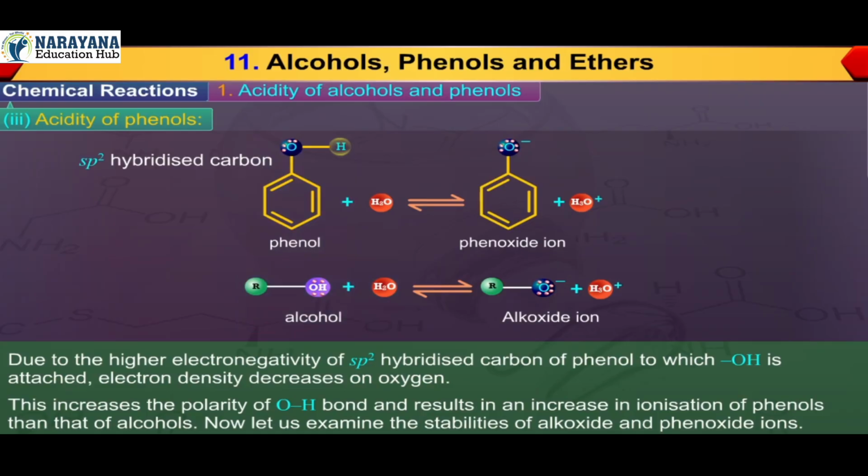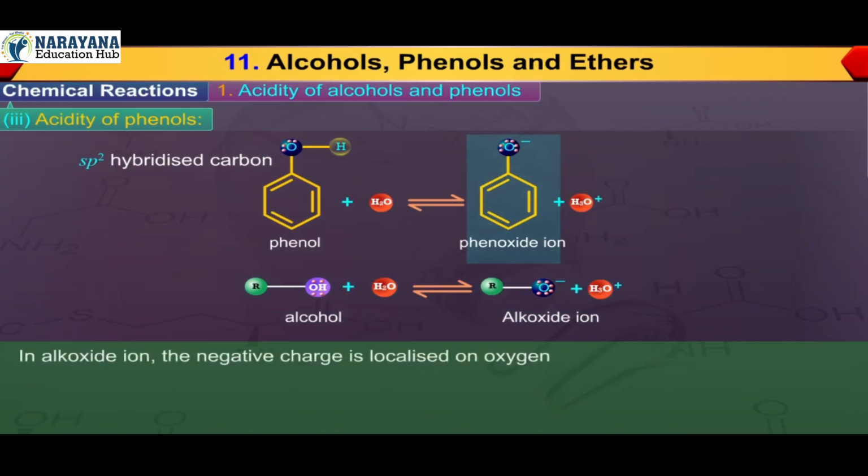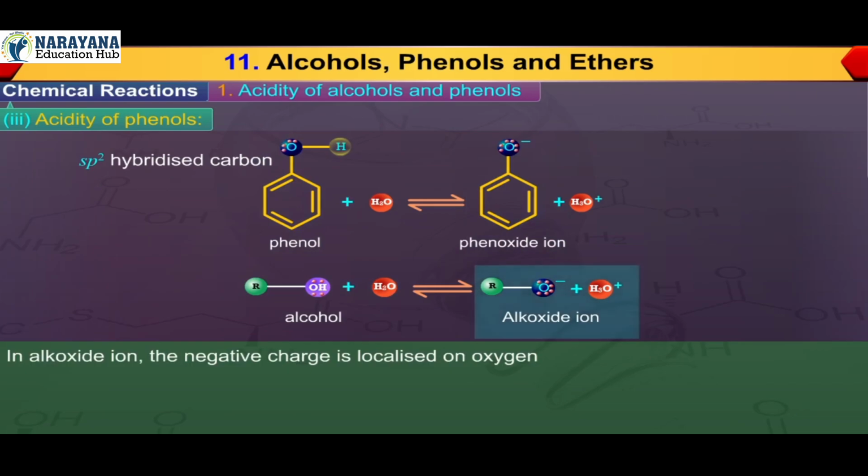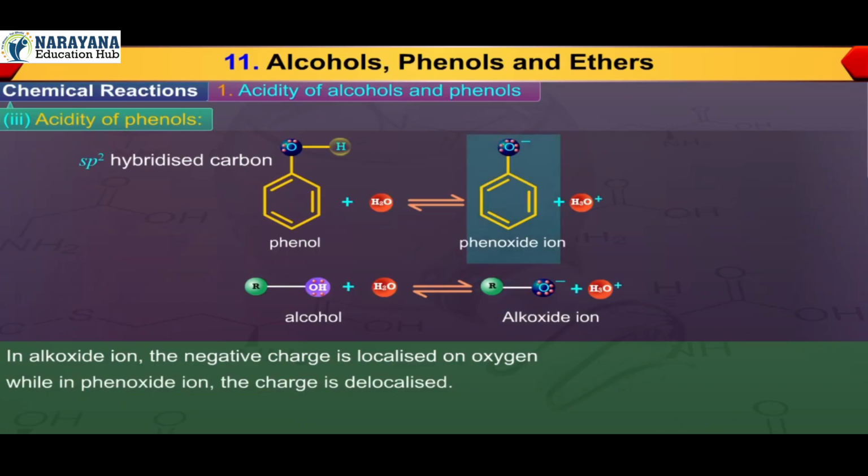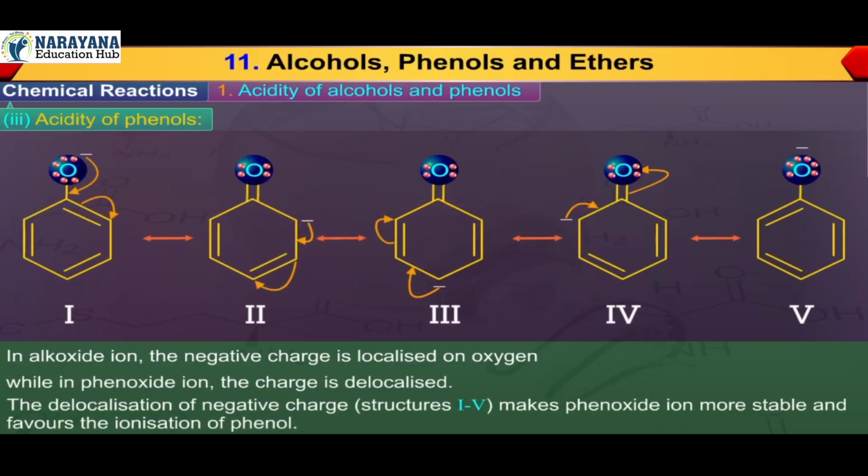Now let us examine the stabilities of alkoxide and phenoxide ions. In alkoxide ion, the negative charge is localized on oxygen, while in phenoxide ion, the charge is delocalized. The delocalization of negative charge, that is, structures 1 to 5, makes phenoxide ion more stable and favors the ionization of phenol.